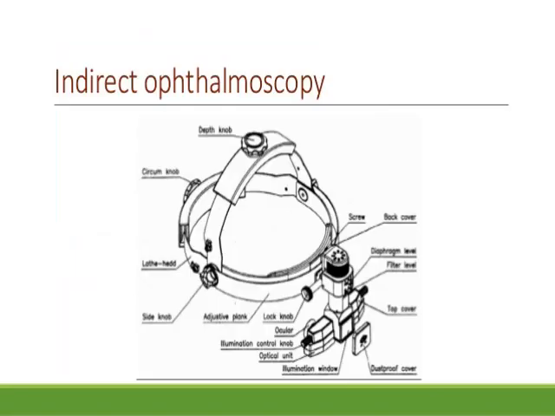So coming to indirect ophthalmoscopy. In this, the principle of indirect ophthalmoscopy is to make the eye highly myopic by placing a very strong convex lens in front of the patient's eye, so that the emergent rays from an area of fundus are brought to focus as a real inverted image between the lens and the observer's eye.